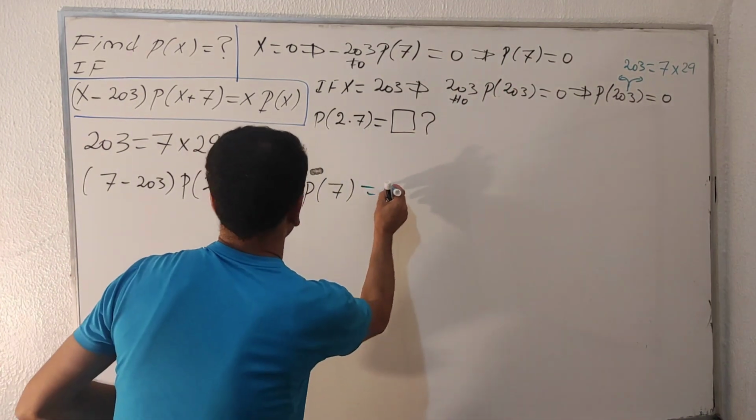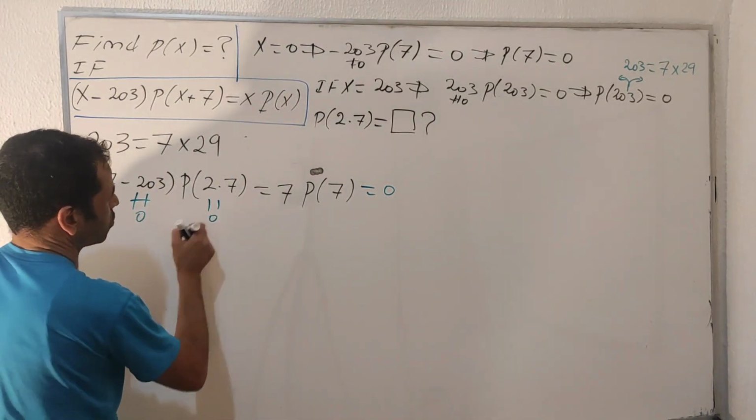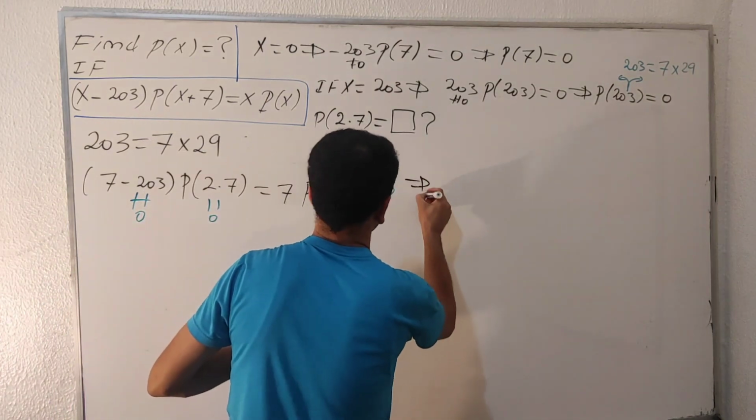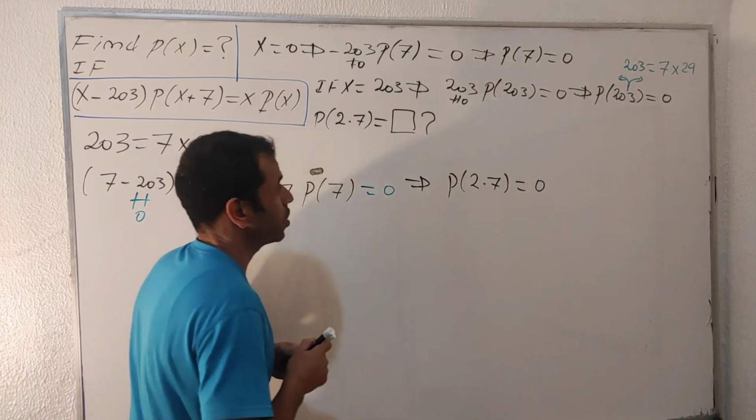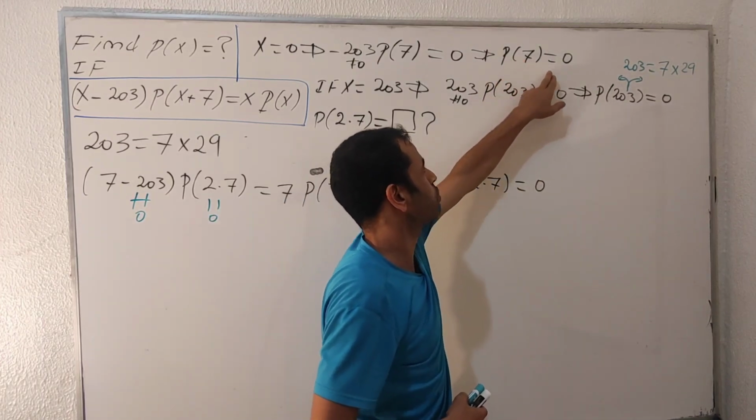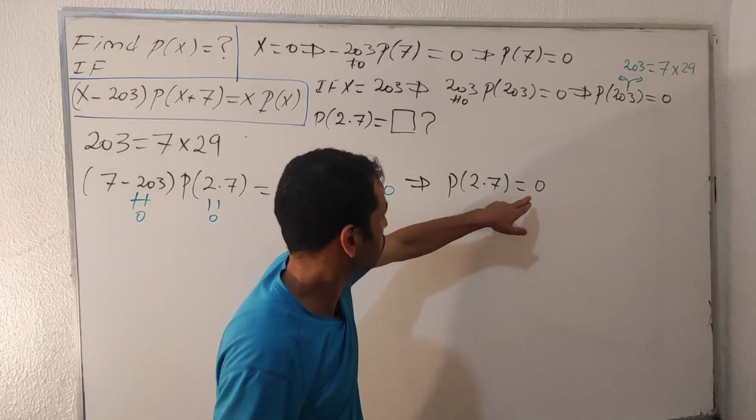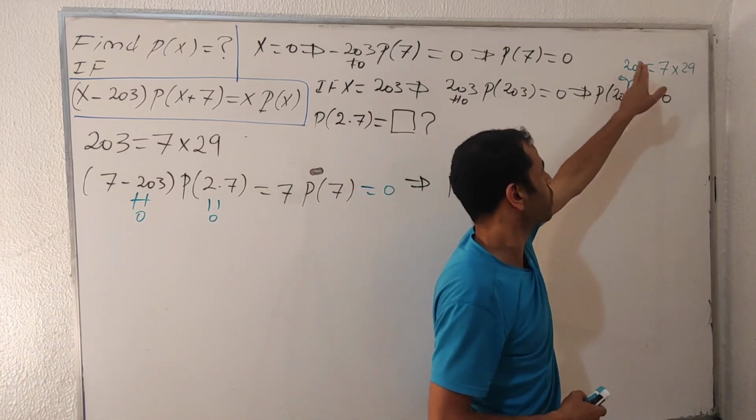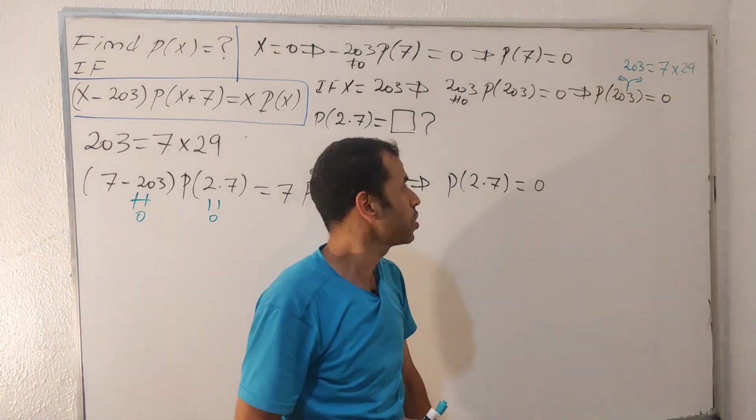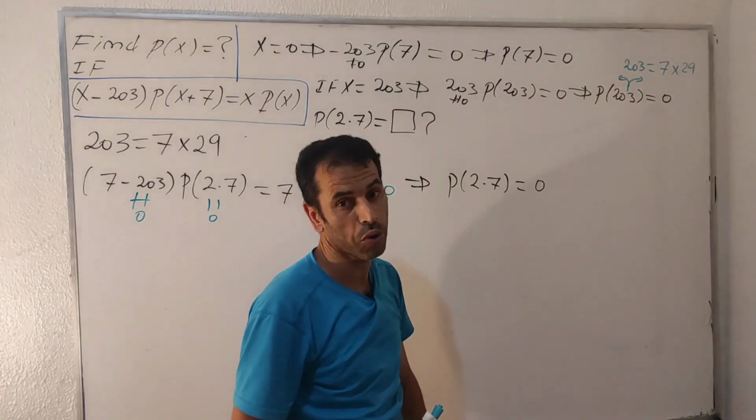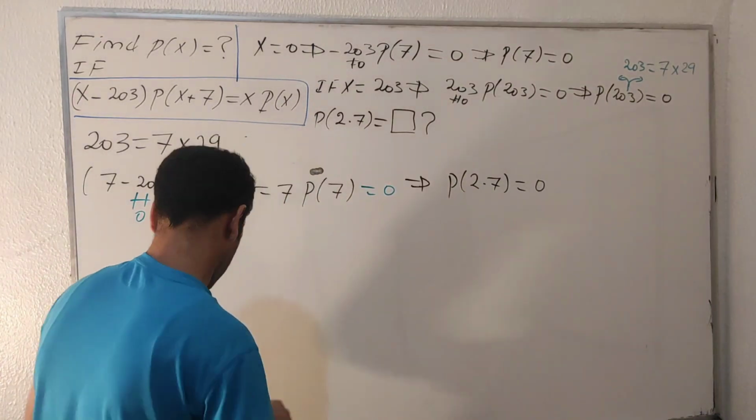Since this term is different than 0, this one must be 0. This one is telling us p of 2 multiplied by 7 equals 0. We found p of 1 multiplied by 7 equals 0, and also we found p of 2 multiplied by 7 equals 0. Finally, we found the big number, which is a multiple of 7, is also 0. It seems this is going to be written in this form all the way down. Okay, let's prove this inductively using an induction proof.